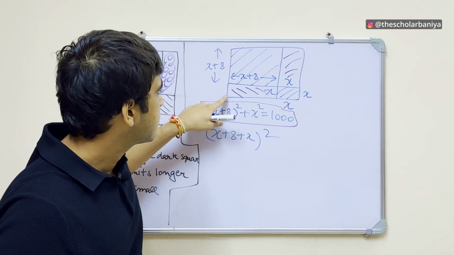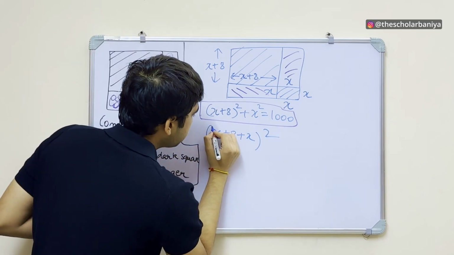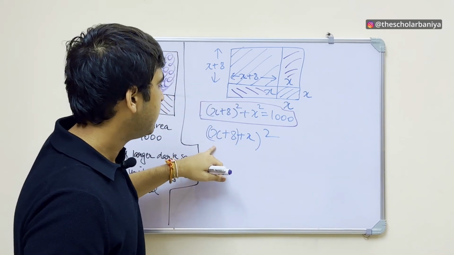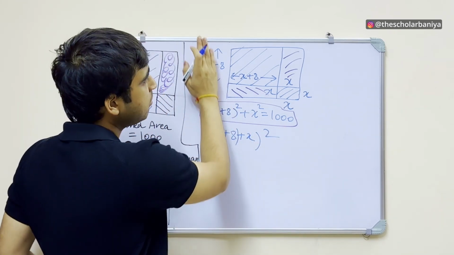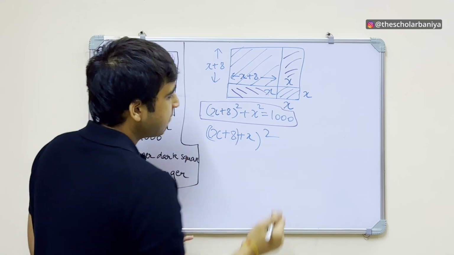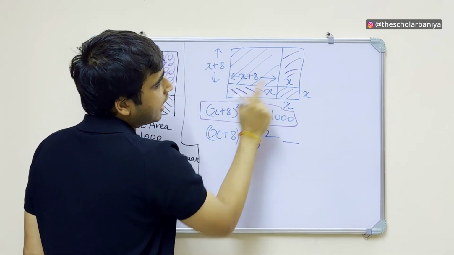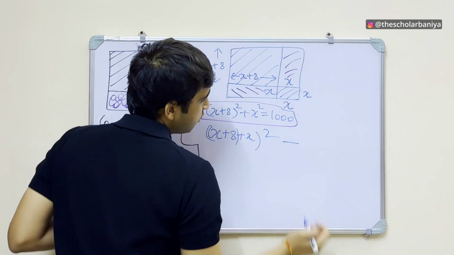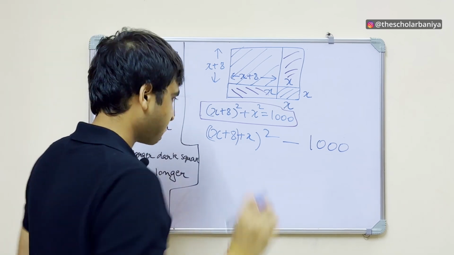So this is a square, right? One side is x plus 8 plus x, so the area will be (x plus 8 plus x) square. This will be the entire area, and we want to subtract the area of these two parts. The combined area of these two parts is 1000, so we have to subtract 1000 from this. I hope this makes sense.